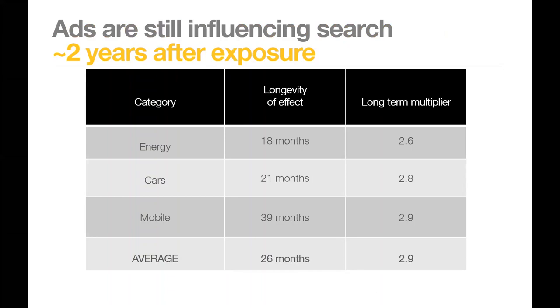So what we see is that in energy, the total effect of advertising, that long tail of searches, goes on for 18 months or so. 95% of the searches generated come through within 18 months. In cars, it lasts longer. The searches are still coming through 21 months after exposure to the advertising. In mobile, even longer. We see that some people are searching 39 months after the ads have been on air. On average, we're talking about 26 months. The idea is basically that advertising is still influencing people's online behavior about 2 years after people are exposed to it. Now, most people who work in digital marketing, people who tend to work in search, don't think about advertising operating over these timescales, I believe.